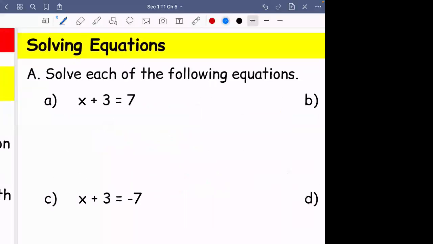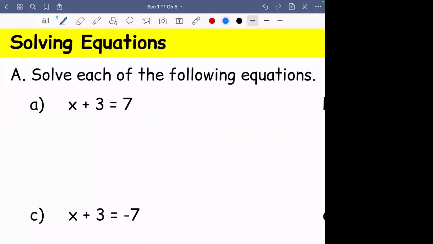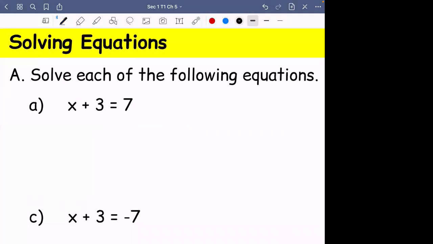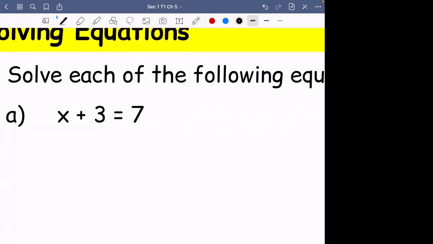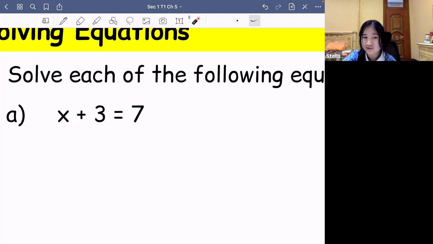So let's answer this now. Can someone help me? I'll call you one by one. Stella, since you got the highest score, can you please help me on this, step by step? So x plus 3 equals 7. Stella, what's your answer? Answer is 4.